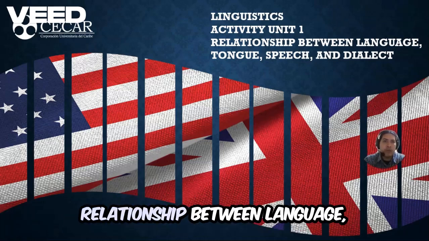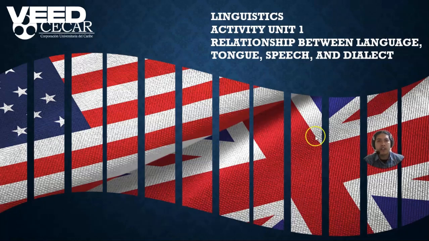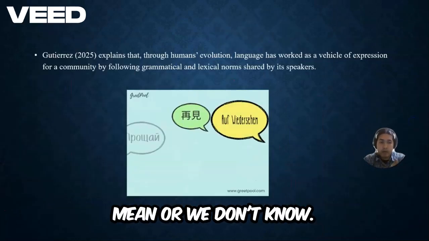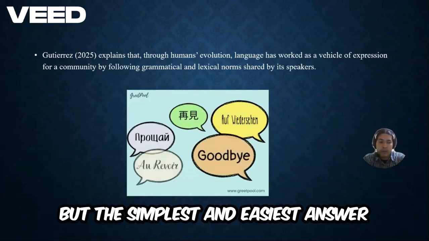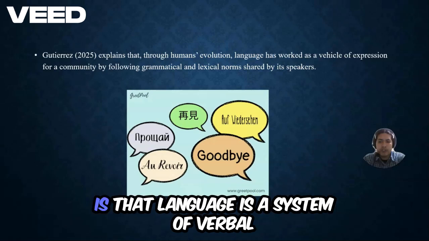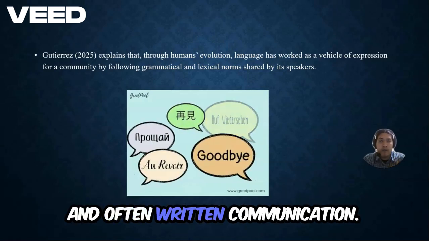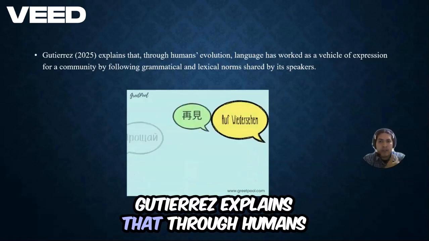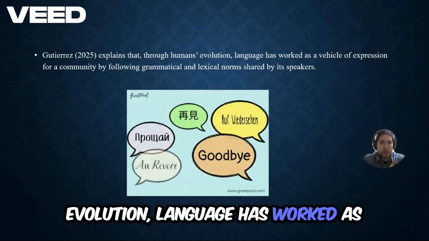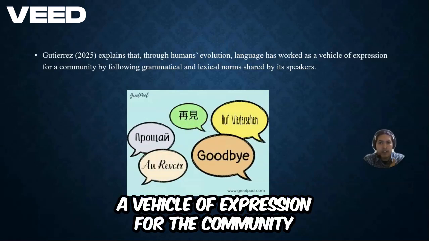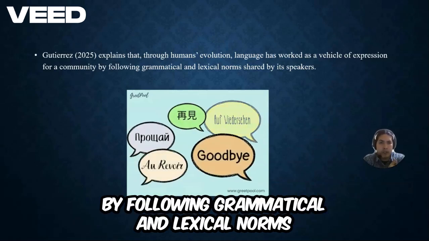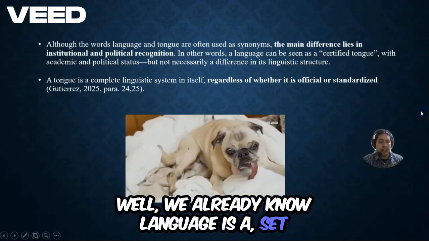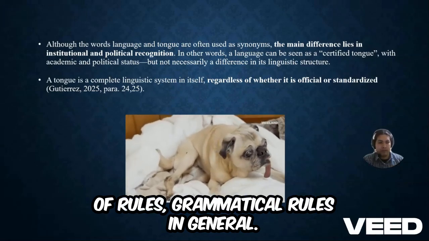I'm going to start with the presentation, relationship between language, tongue, speech, and dialect. So let's get started. Probably we all know what language means, or we don't know. But the simplest and easiest answer is that language is a system of verbal and often written communication. Based on that information, Gutierrez explains that through humans' evolution, language has worked as a vehicle of expression for a community by following grammatical and lexical norms shared by its speakers. Well, we already know language is a set of rules, grammatical rules in general.